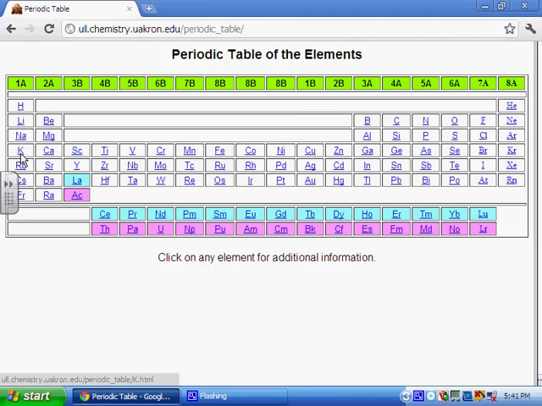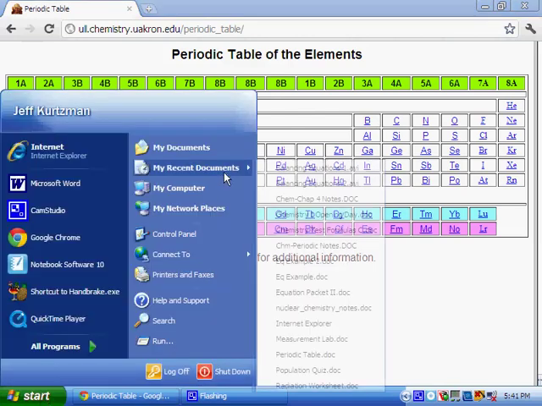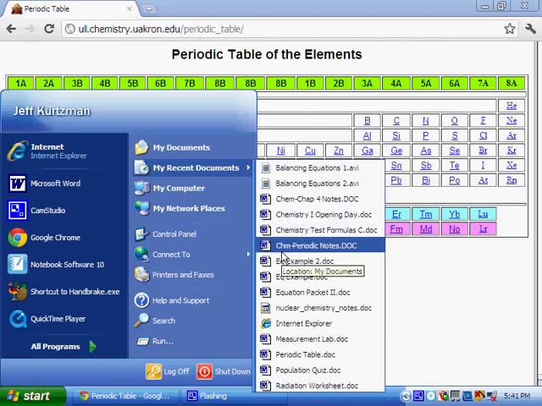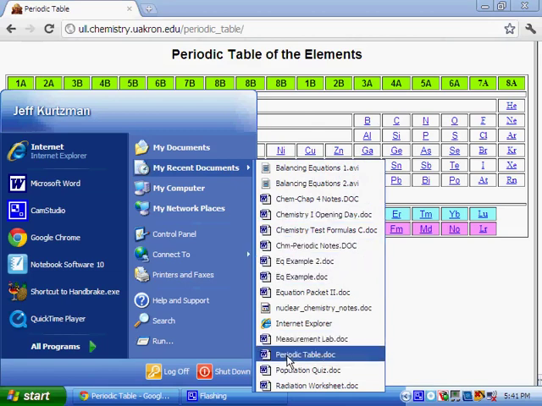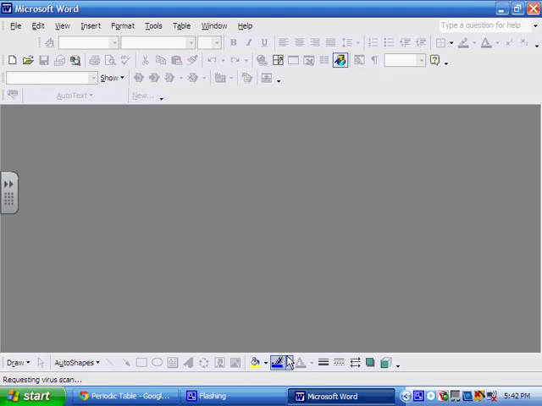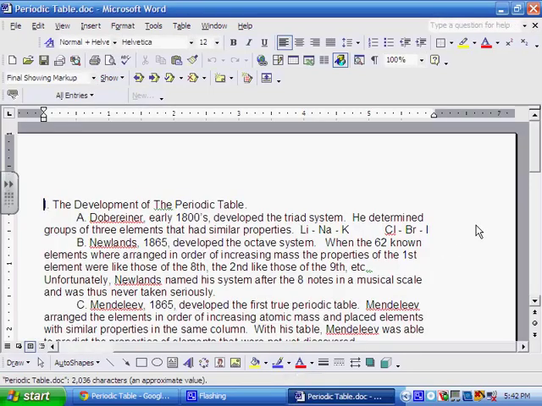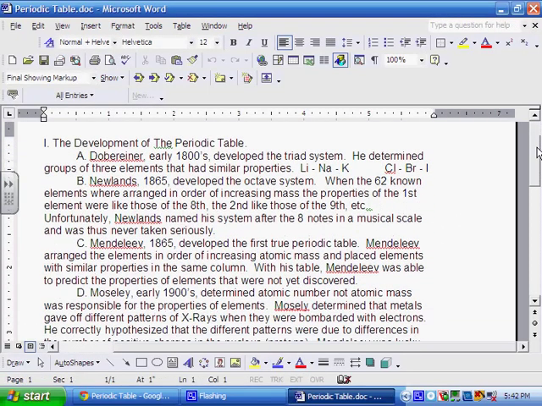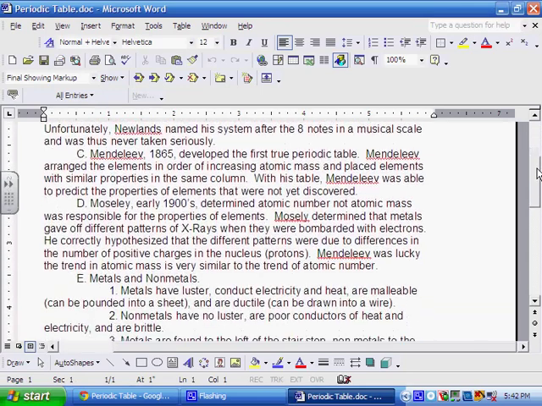His biggest problem was that he put an unfortunate name. When he said octave, most of the scientists thought about music, and they figured music and science were not related, so no one paid much attention. The big name in the periodic table, though, is Mendeleev. Mendeleev, at about the same time, developed the first true periodic table.